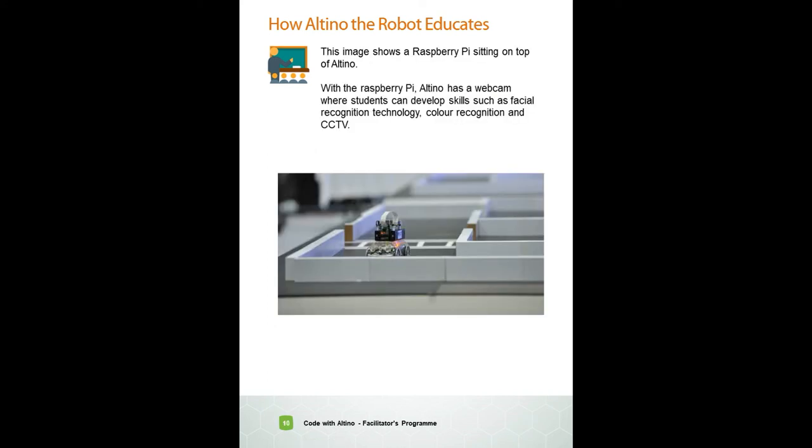So if you've never seen a Raspberry Pi before, here is a picture of one. This image shows a Raspberry Pi sitting on top of the robot. With the Raspberry Pi, Altino has a webcam where students can develop skills such as facial recognition technology, colour recognition and CCTV. I haven't got the pointer on at the moment, but you can see the webcam at the front of the Raspberry Pi there. This is more for high school students.